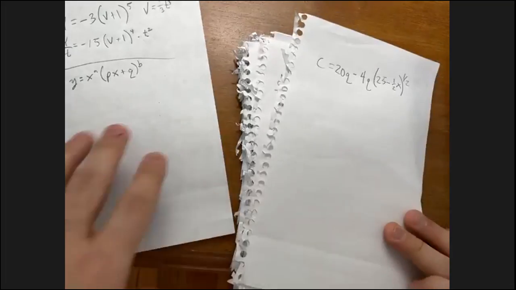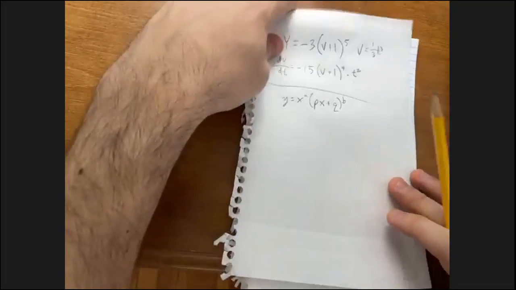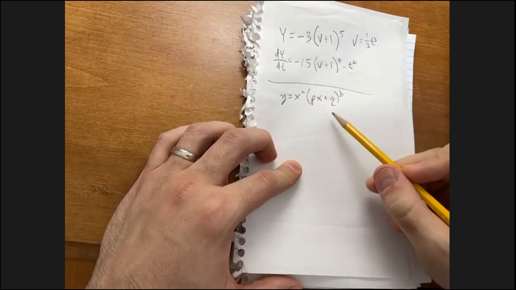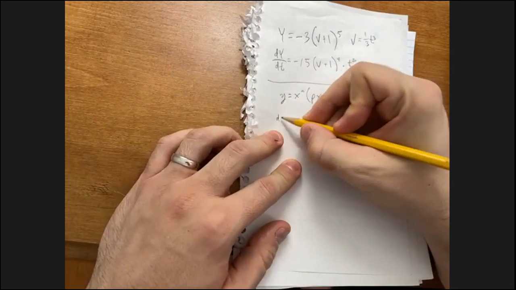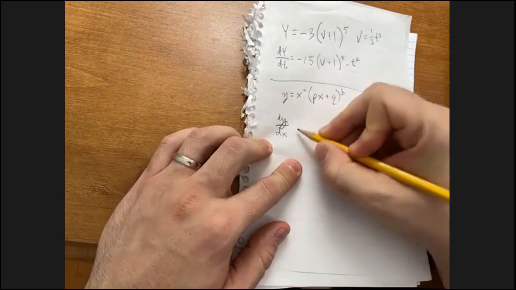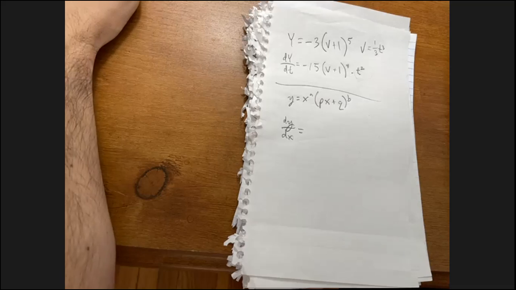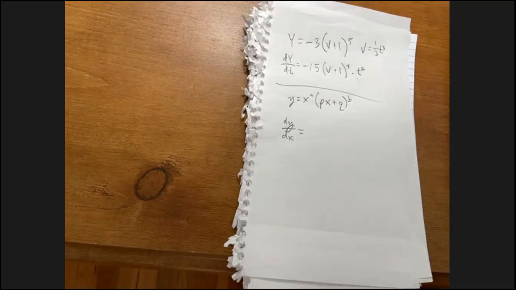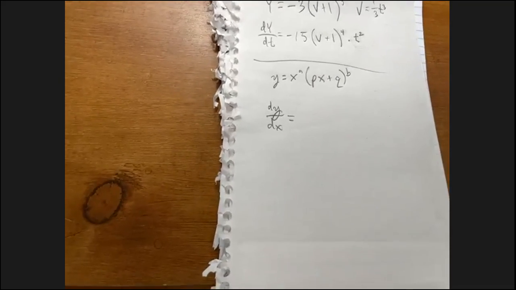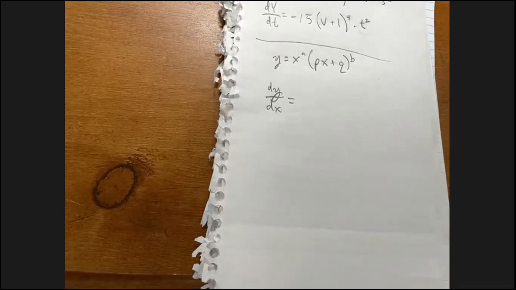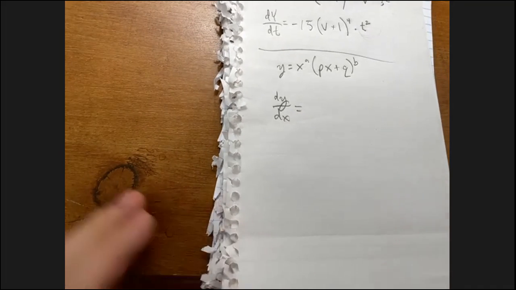So we did the first one. Here's the second one from my slides. How would I take dy/dx here? You may want to tell me what to do real quick. What do I do? What's a rule I use? The product rule. Product rule, that's good.